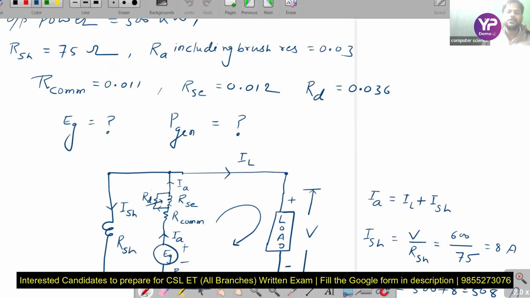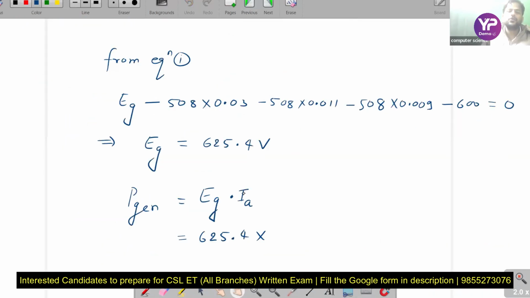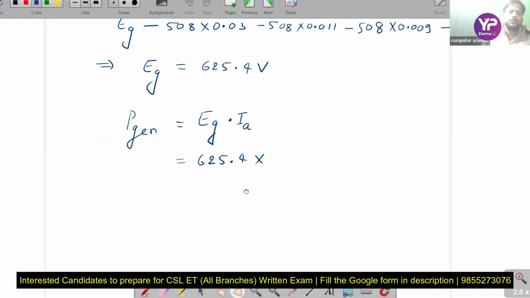The value of IA is 508. Simplify this, we get the value of generated power. Power consumed by the load has unit watt. So generated power is 625.4 into 508 watt.